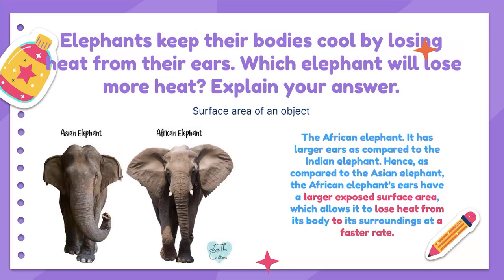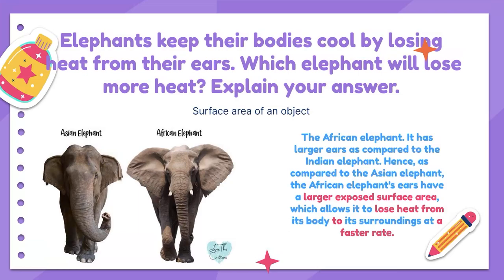Let's take a look at the answer. The African elephant. It has larger ears as compared to the Asian elephant. Hence, as compared to the Asian elephant, the African elephant's ears have a larger exposed surface area, which allows it to lose heat from its body to its surroundings at a faster rate.